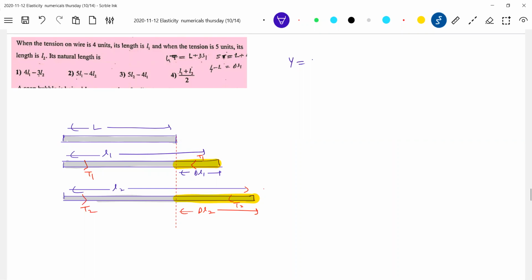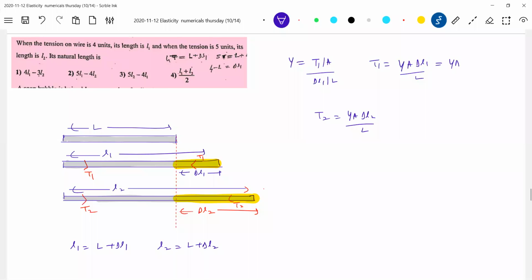tension T1 by area of cross section, L1 by L. So therefore this T1 we can write as YA delta L1 by L. Similarly, directly I'll write it, T2 should be equal to YA delta L2 by L. What is L1? L1 is equal to L plus delta L1. What is L2? L plus delta L2.